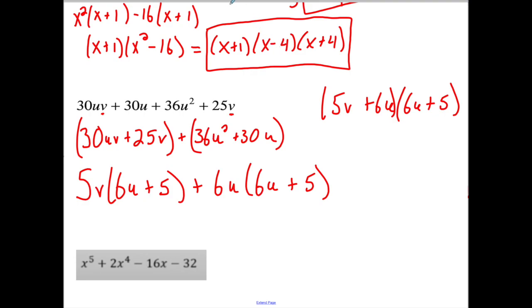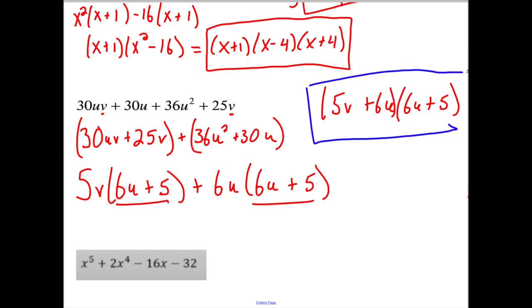And you can see that I know I'm successful here because I've got the 6u plus 5 coming up in both. Remember, the order of the factors in general does not matter, just like with addition, multiplication, the order does not matter. So, for example, if this one up here was x minus 4, x plus 1, x plus 4, that's fine. Just as if this one was 6u plus 5, 5v plus 6u, that would also be perfectly fine.